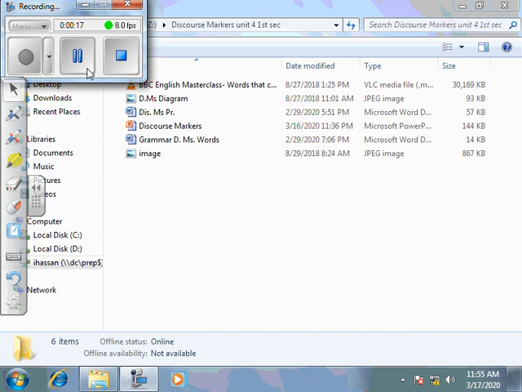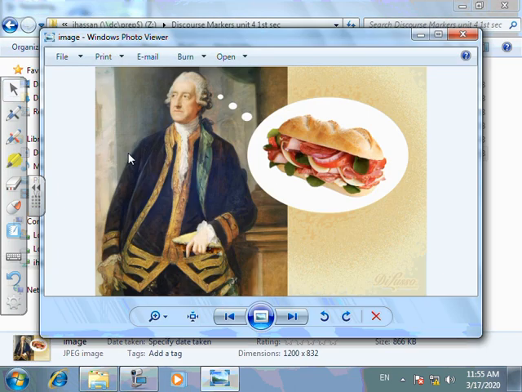I'm going to explain Grammar 2, Unit 4, Discourse markers. I want you to look at this image. What can you see in the image? I'll tell you a story about this image.